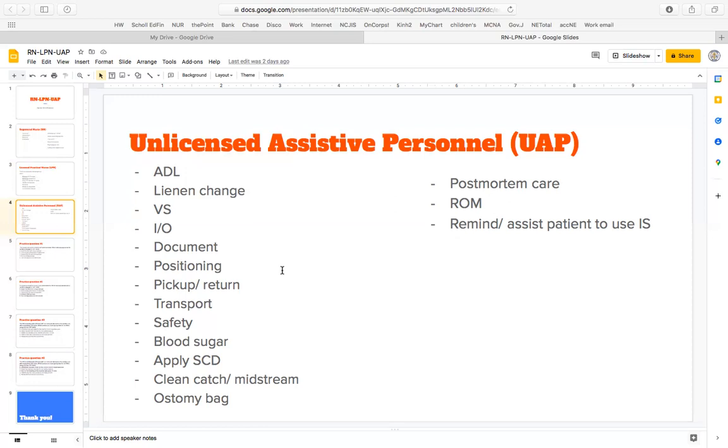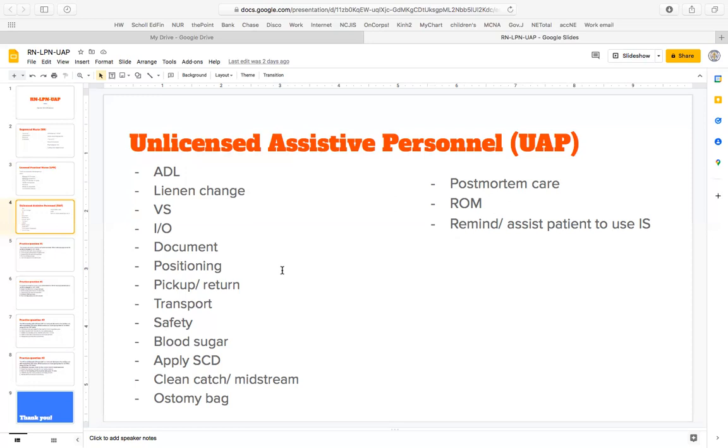So next we have postmortem care. What is it? It's removing the IV, putting pillows under the patient's head, and cleaning the patient. Can UAP do that? Yeah, they can remove an IV. Can they insert an IV? No, they can remove it though. So postmortem care is basically cleaning the patient and removing the IV, and UAP can do that.